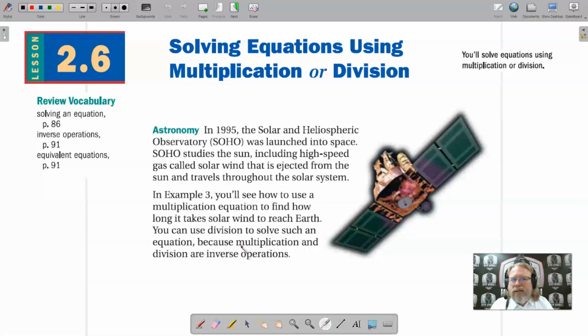So in our last lesson, we talked about solving equations using addition and subtraction, and we learned that addition and subtraction are inverse operations to one another, and now we learn likewise that multiplication and division are also inverse operations. Remember, I'll often use the opposite operation, and pretty much whenever I say opposite, I'm referring to the inverse operation.